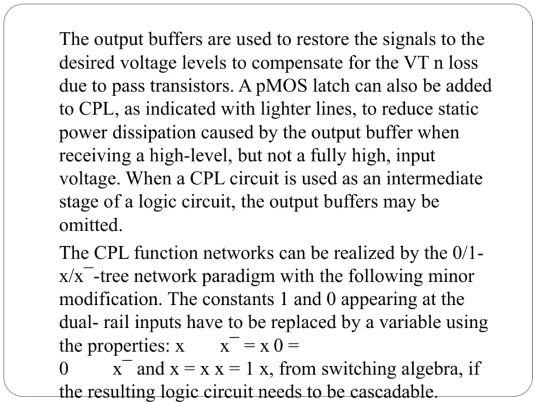output buffers altogether. Moving on, the CPL function networks are typically implemented using the 0/1 x/x bar tree network paradigm, but with a small adjustment. The constants 1 and 0 at the dual rail inputs aren't fixed. They need to be replaced by variables following certain switching algebra properties. This substitution is crucial to ensure that the resulting logic circuit can be cascaded properly without issues. So, understanding these algebraic properties and how they impact network realization is key when working with CPL circuits.